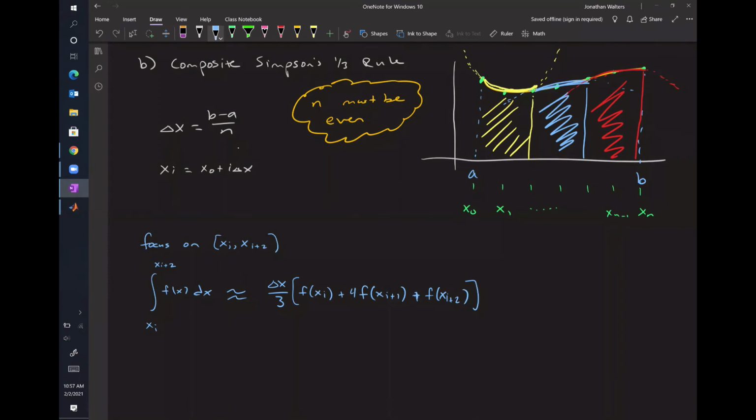So I would basically be applying a single Simpson's 1/3 rule over that interval xi to xi plus 2. You could think of this as xi, and this is xi plus 2. That would give us the area of that single parabola integrated over the interval xi to xi plus 2. Okay, that makes sense?